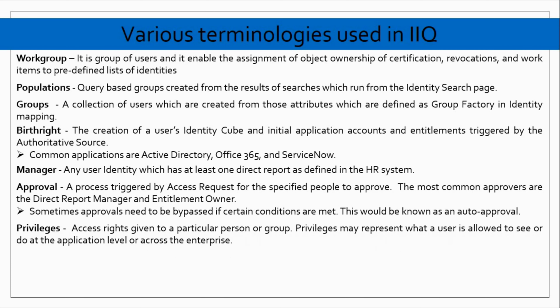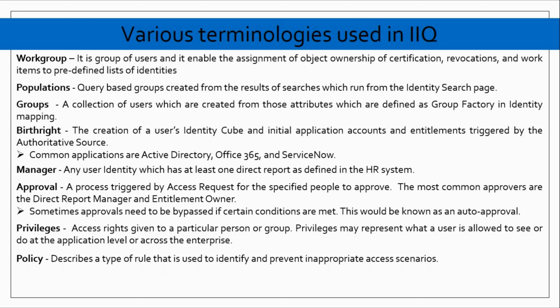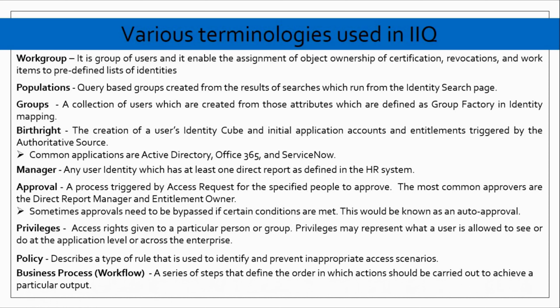Privileges. Access rights given to a particular person or group. Privileges may represent what a user is allowed to see or do at application level or across the enterprise. Policy. It describes a type of rule that is used to identify and prevent inappropriate access scenarios. Business process. It is a series of steps that define the order in which actions should be carried out to achieve a particular output. So, these are some terminologies which we are going to use during our course.